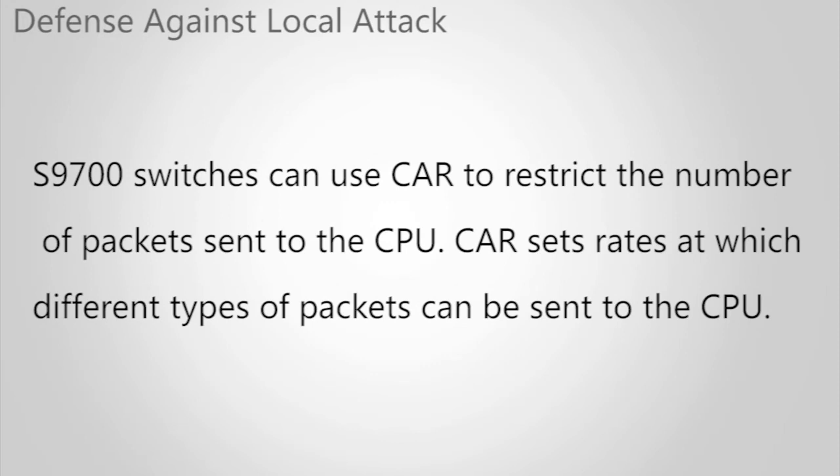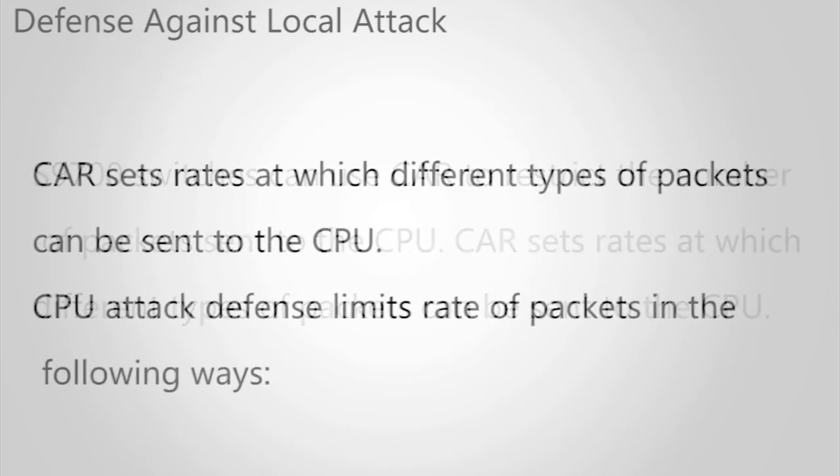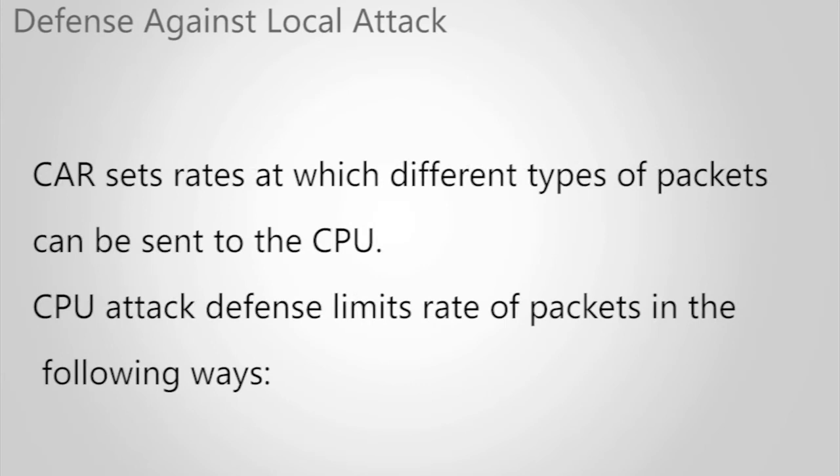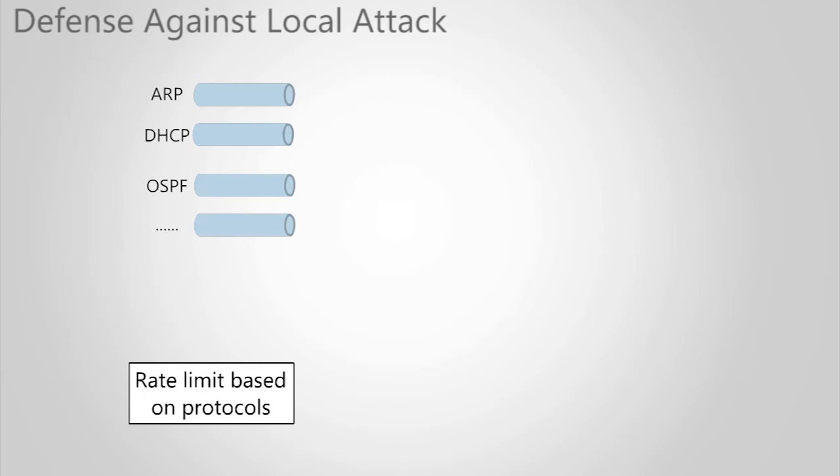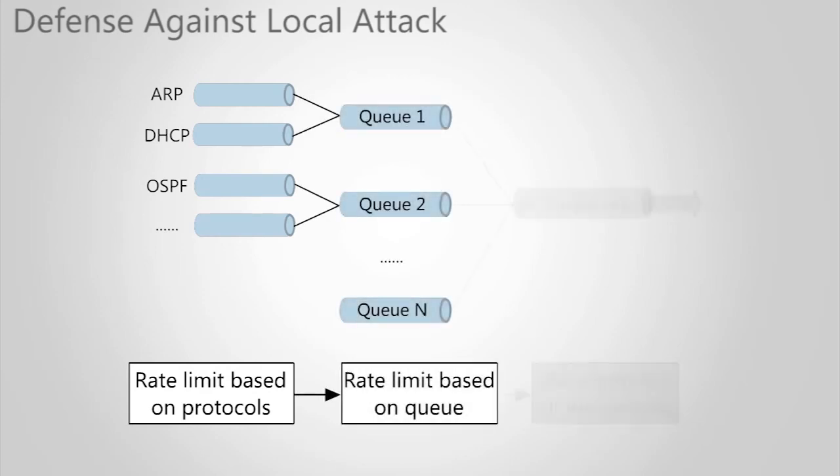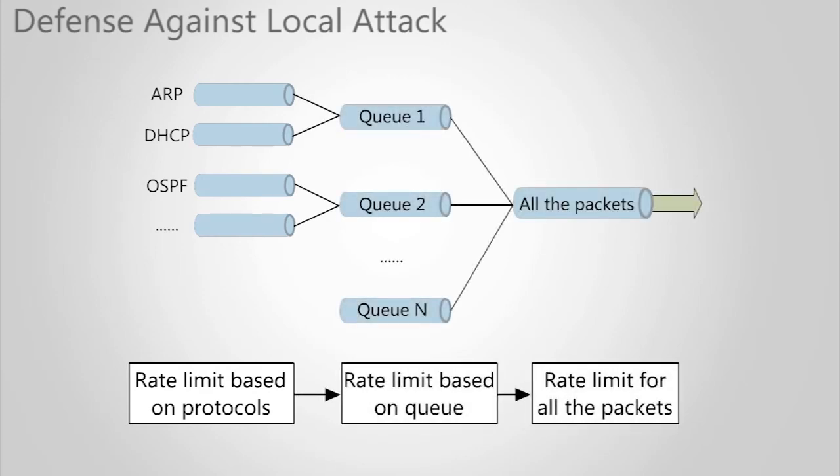CPU defense protects the CPU by limiting the rate of packets sent to the CPU. S9700 switches can use CAR to restrict the number of packets sent to the CPU. CAR sets rates at which different types of packets can be sent to the CPU. CPU attack defense limits the rate of packets in the following ways: rate limit based on protocols, rate limit based on queues, and rate limit for all the packets. If all the preceding rate limits are set, the smallest rate limit takes effect.